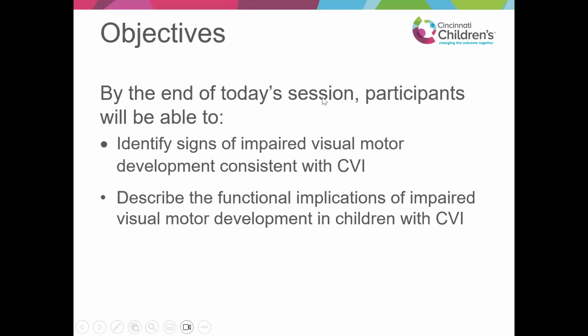So today's objectives are that, as participants, we will be able to identify signs of impaired visual motor development consistent with CVI, and then be able to describe those functional implications. And then we'll start to discuss some different strategies or approaches to support these kids as we're working to help them learn new skills.